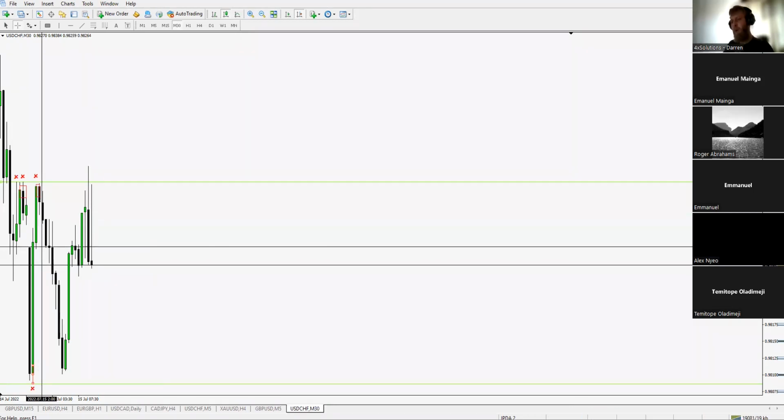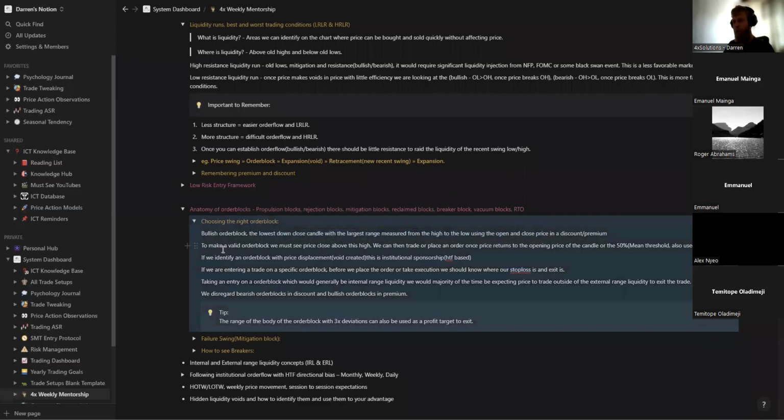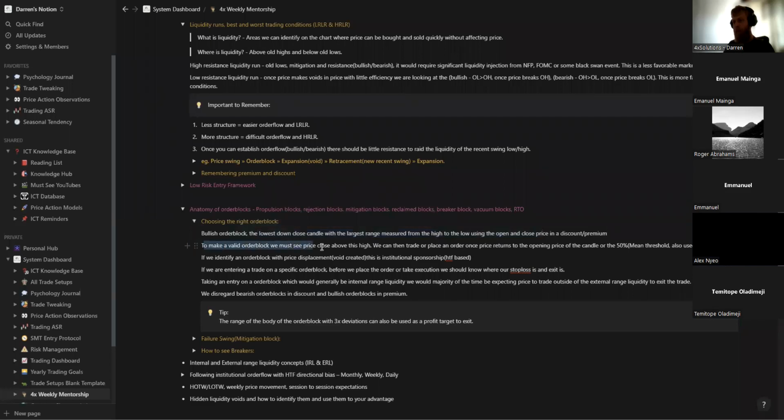So what is an order block? It's back over here. To make a valid order block, we must see price close above this high, or below the low if it was bearish. We can then trade or place an order when price returns to the opening price of the candle, or the 50%, referred to as the mean threshold, the halfway point of the order block measured from the opening and the closing price, not the wick. We're not measuring the wick, we're measuring the body 50%.